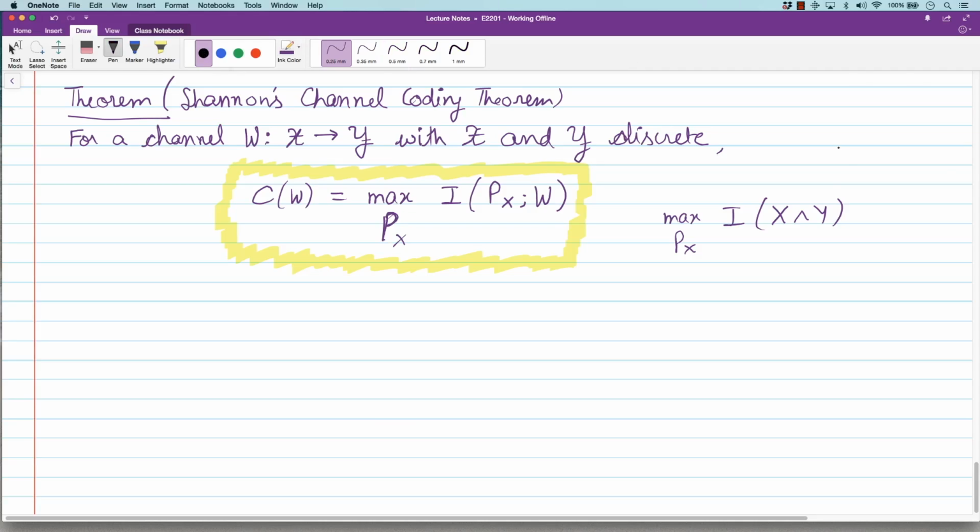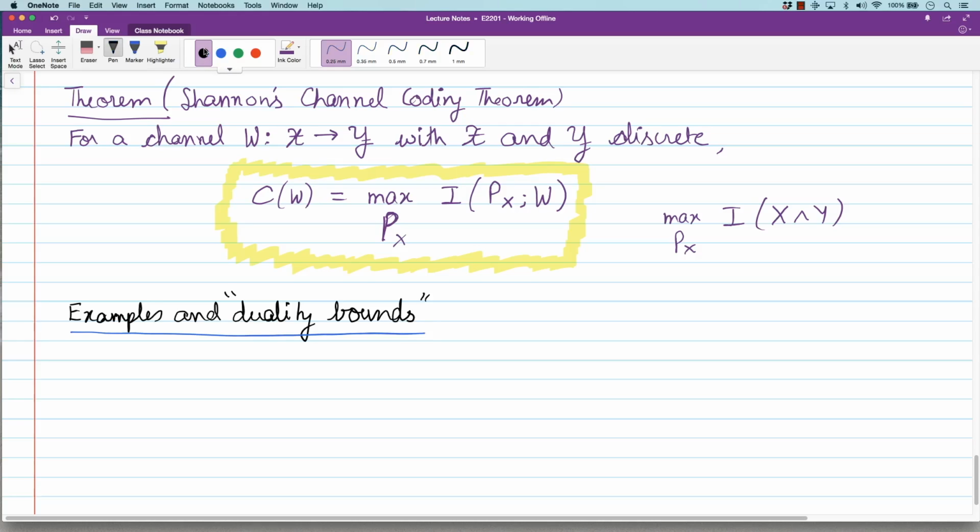So now, before we prove it, let's look at some examples for computing this channel capacity. And what we will introduce is something called duality bounds. Okay.